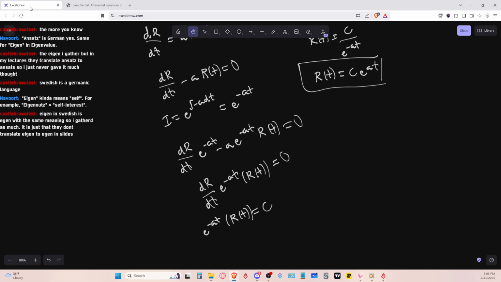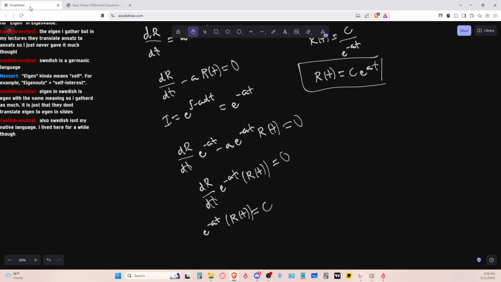Eigen is a Swedish word with the same meaning? So I gather as much. It is just that they don't translate eigen in the slides. Oh, okay. And also, oh, it's not your native language? Oh, I apologize for making that assumption. I've lived here for a while. Oh, okay. So what is your native language, Castle? If you don't mind me asking.